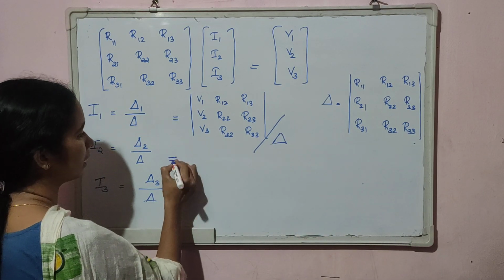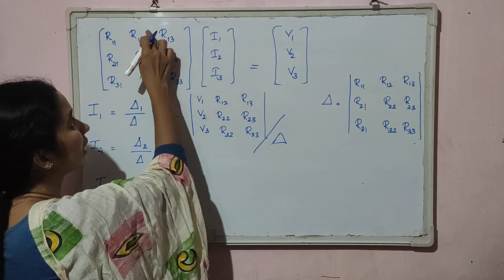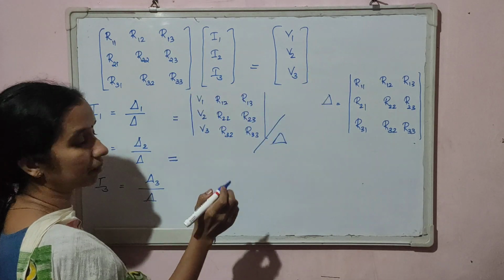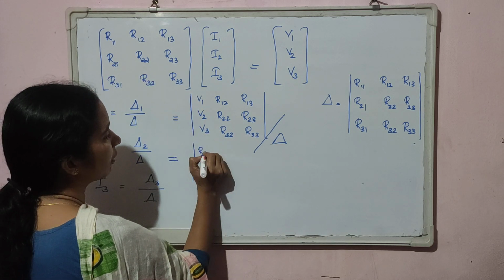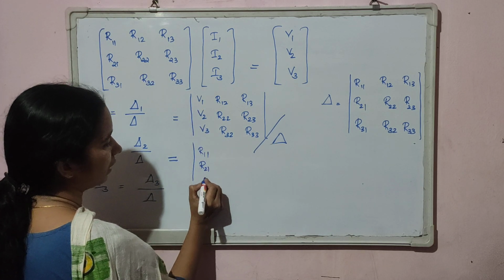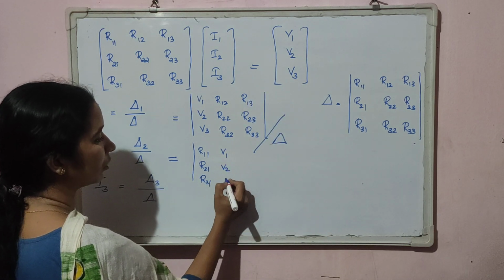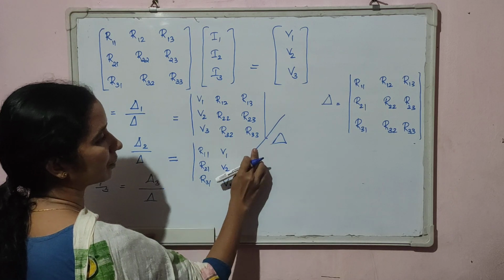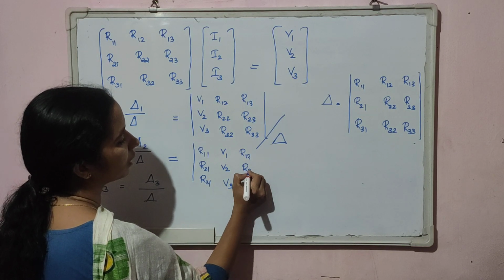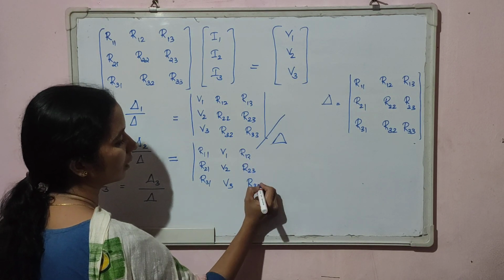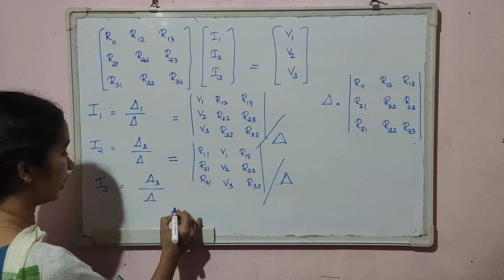Now this is delta 2 divided by delta. Delta 2 is obtained by replacing the second column of this matrix by the voltage term. So delta 2 becomes R11, R21, R31, and the second column is the voltage matrix V1, V2, V3, and the third column is the same, R13, R23 and R33. Divided by delta, we will get I2.